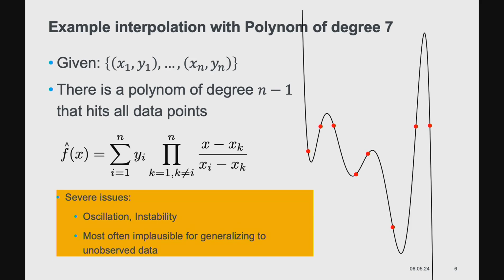So oscillation is a problem, instability is a problem, even numerical computation will not be nice when you have a million data points. And it's usually implausible for generalizing to unobserved data. Although you will hit the observed data perfectly without any mistake, still, the generalization to new data that's not been observed will likely not be very good.